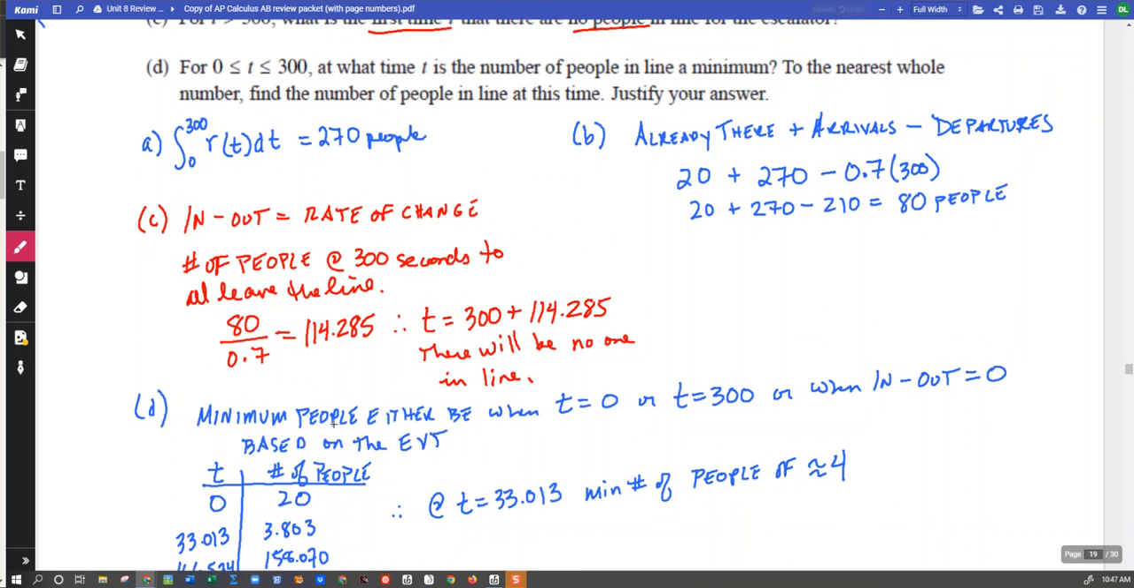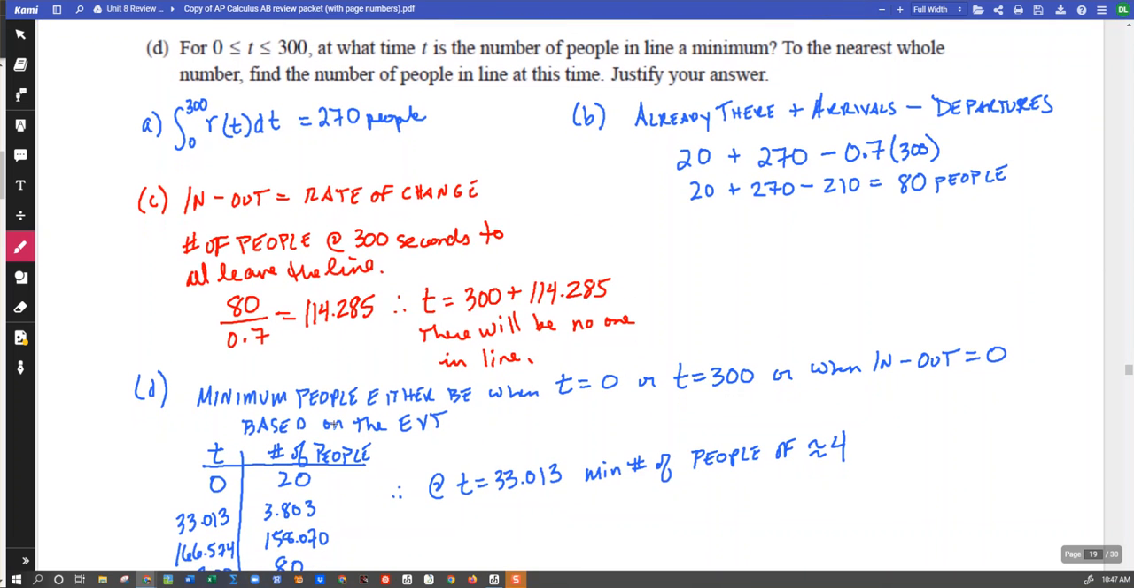Now, how would the marking for this particular question go? For part A, did I set up the integral? I get a mark. Did I get the right answer? I get a mark. And it needs to be set up. No integral, you don't get either point. You must show the integral.